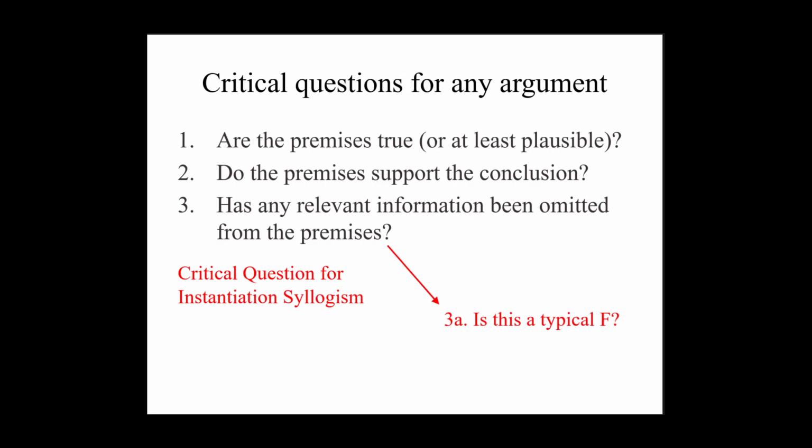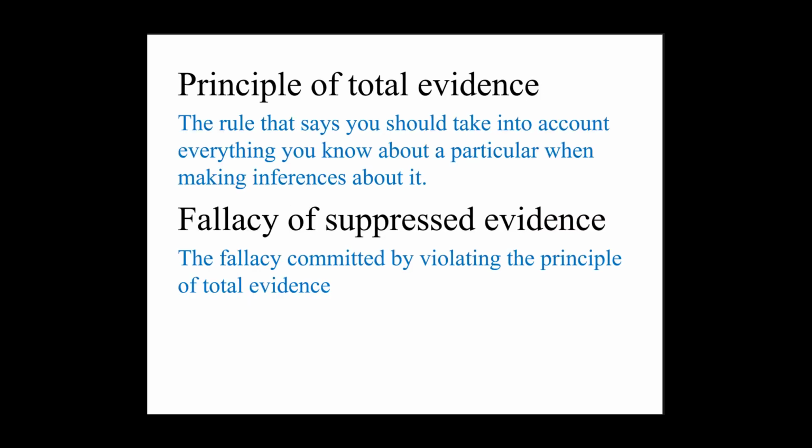So that means that with this argument scheme, there are kind of two fallacies, or there's a principle and then a fallacy. The principle of total evidence is just a rule that says you should take into account everything you know about a particular when making an inference about it, right? So if you know something that changes the generalization, you have to bring that in. And if you fail to bring that in, you're committing the fallacy of suppressed evidence.